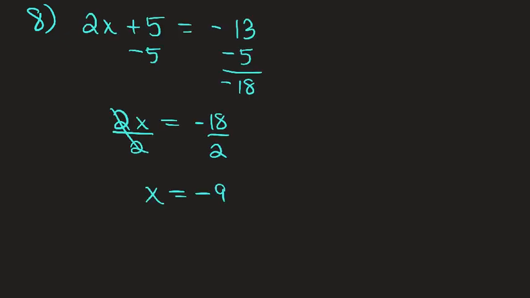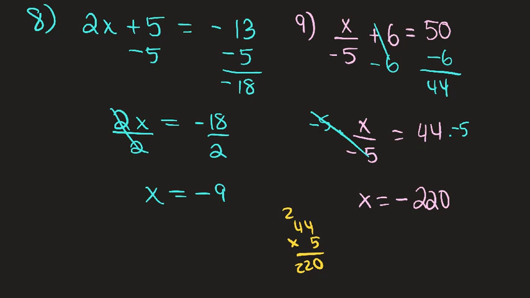Question 8, solve for x. X equals negative 9. The first step I did was minus 5, same signs find the sum. My second step was divide by 2, x equals negative 9. Question 9, solve for x. X equals negative 220. My first step was to minus 6, that gave me 44. My next step was multiply by negative 5. Here's my scratch work. One negative is negative, x is negative 220.